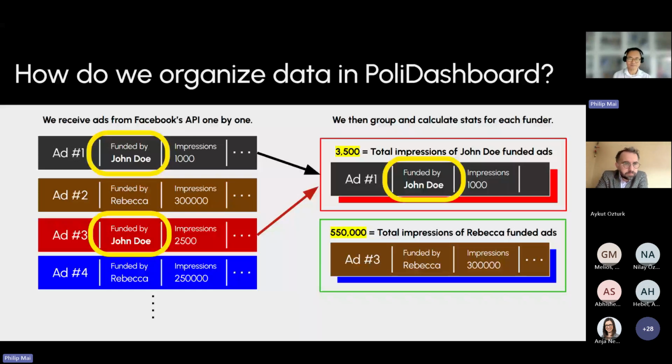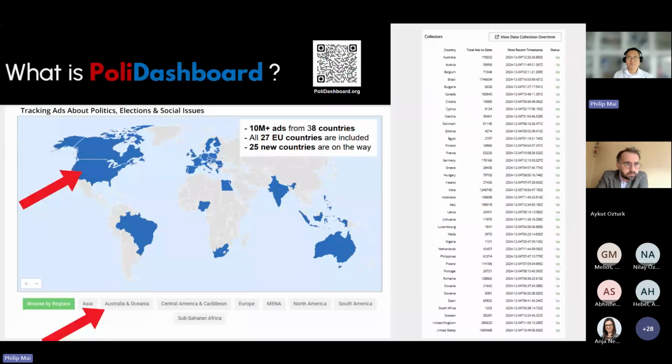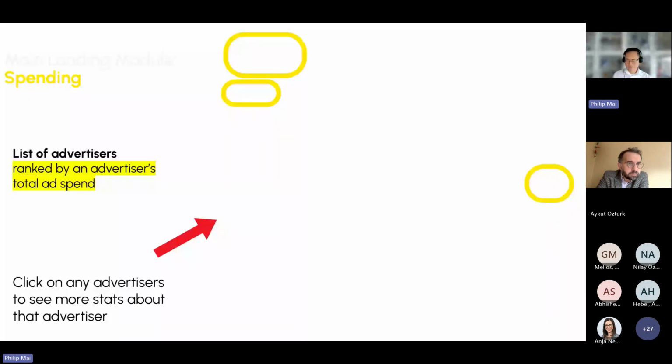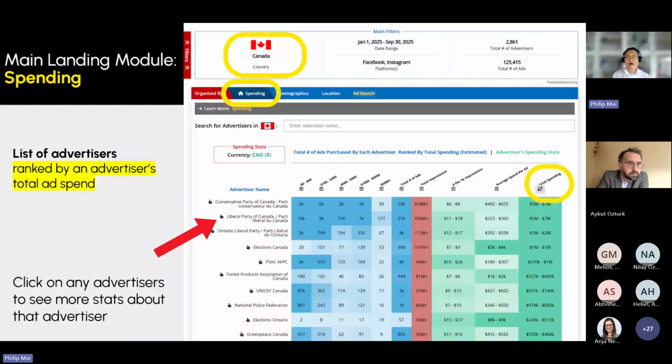spending, who they're targeting. When you go to PoliDashboard, if you're on a computer, you get a map that you can then click on any of the countries where you want to get more data from. Or if you are on a mobile phone, you can just click on one of the tabs at the bottom and then select the country that way. As I mentioned earlier, there's currently 38 countries where we have ads data, and we're going to be adding 25 more.